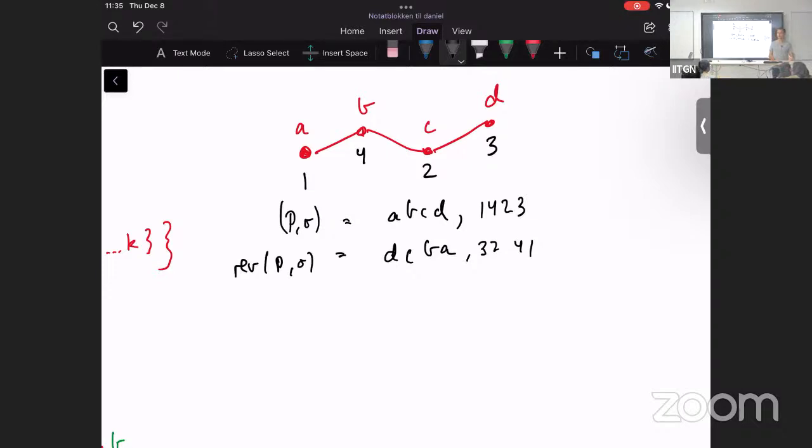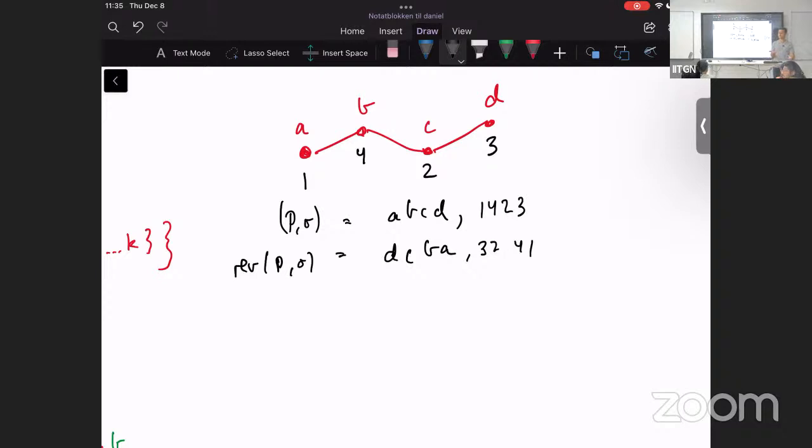I'm free to define when I revert. I don't reverse the path, I reverse the labeled path. Yes. So when I'm saying the labeled path gets reversed, I also reverse the permutation.